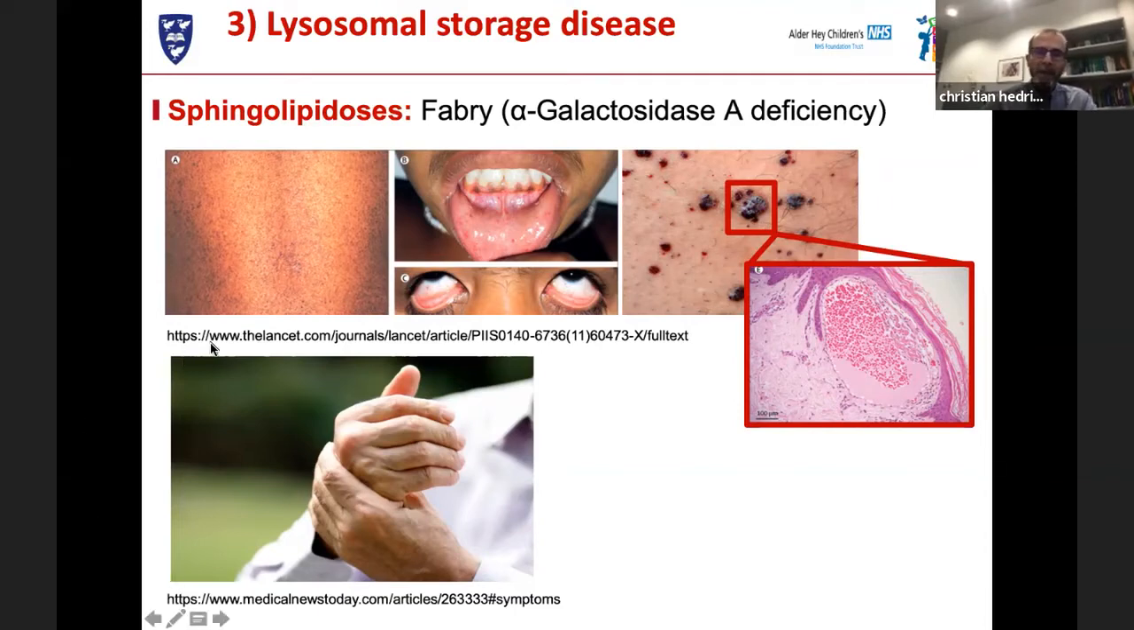Boys can develop angiokeratomata. Usually you will find them in the axilla and groin region, but they can be quite disseminated, such as in this patient published a couple of years ago as a case report.